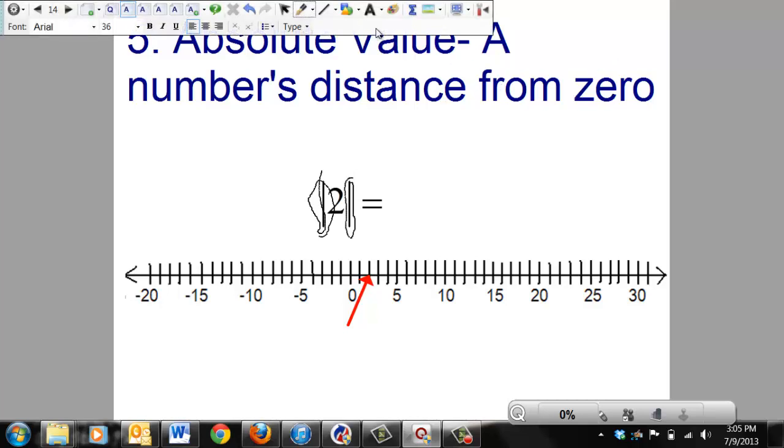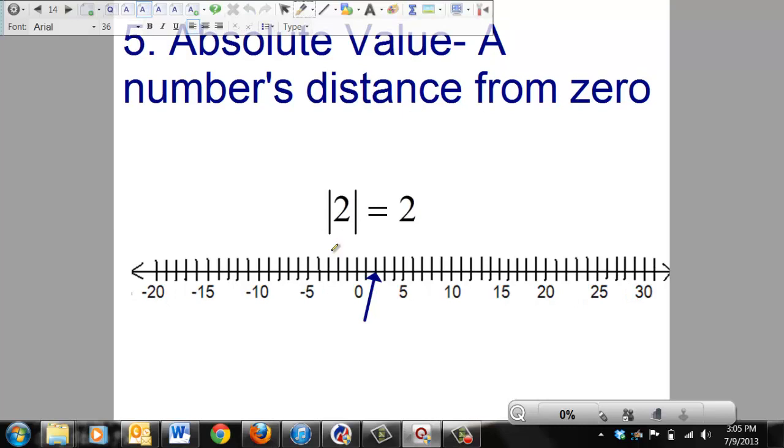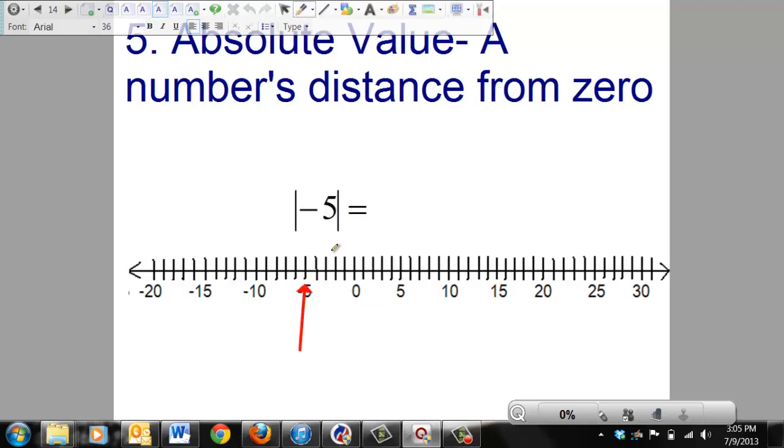What those bars mean is they're saying absolute value. They say the absolute value of 2 is... well, how far is 2 from 0? That's right here, and you could count it. 1, 2. 2 is going to be 2 places from 0. Easy stuff. How about this one?